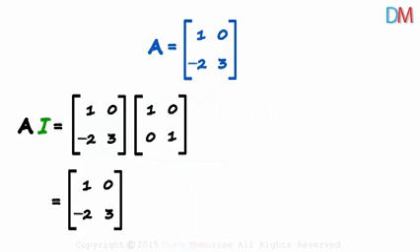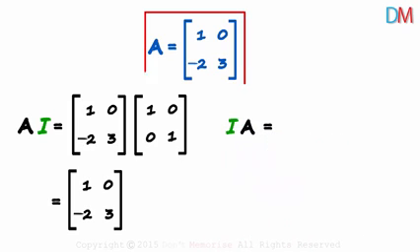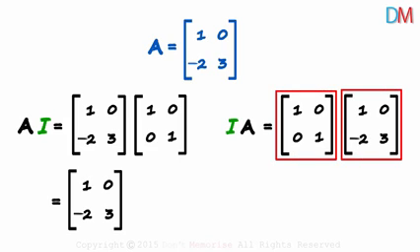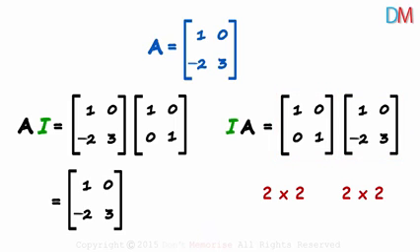Now we also need to check if I times A gives us matrix A. This is the identity matrix and this is matrix A. Pause the video and try to find the product. Both matrices are 2 by 2 matrices and hence this product is compatible. And the order of the resulting matrix will be 2 by 2. There will be 4 elements in the resulting matrix.